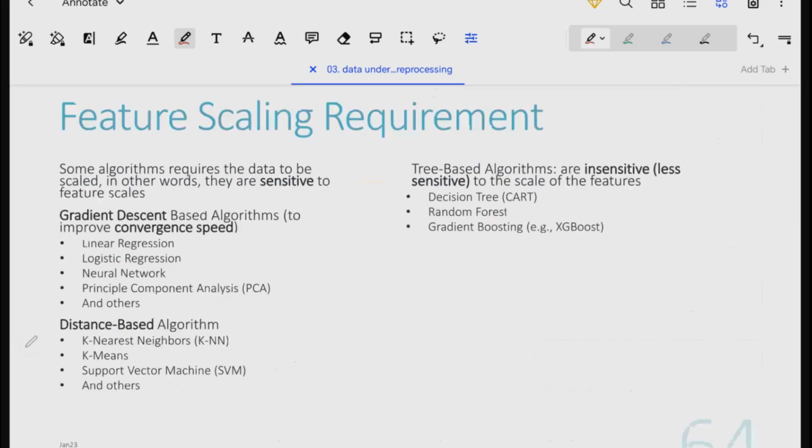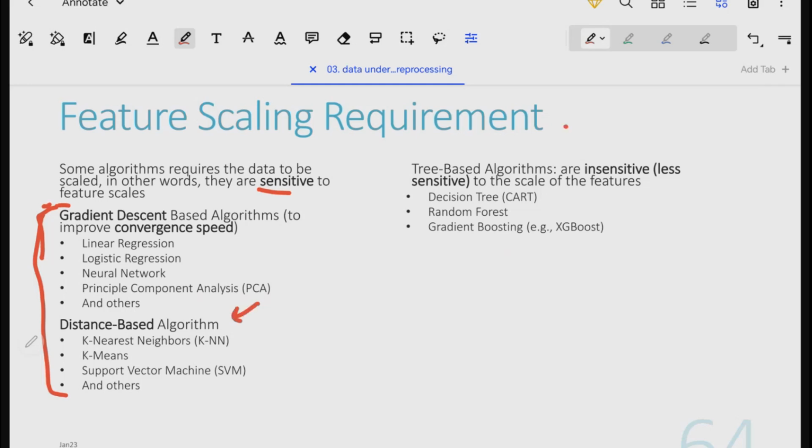Some algorithms require features to be scaled, which are sensitive, as discussed. These are sensitive toward the scales of the features, meaning if you have a feature with a big scale and another feature with a small scale, these algorithms are sensitive. Linear regression, logistic regression, neural networks, principal component analysis, and all distance-based algorithms. Any algorithm that calculates distance can also be affected, such as K nearest neighbor, K-means, support vector machine, and others.